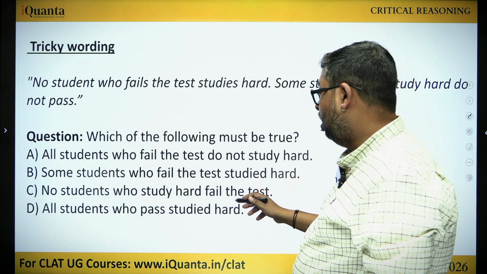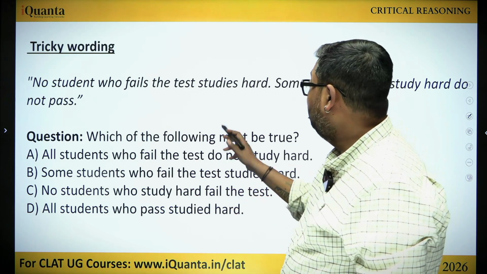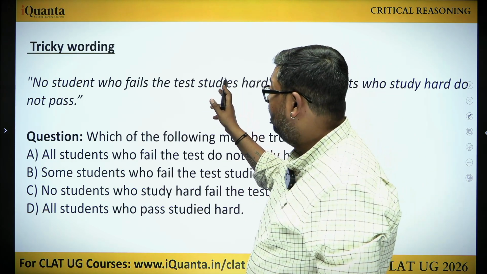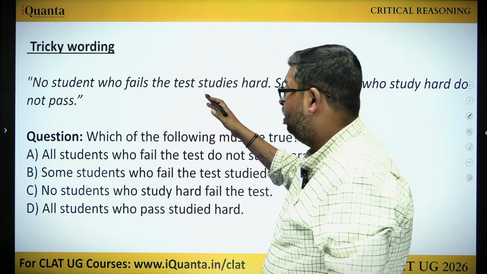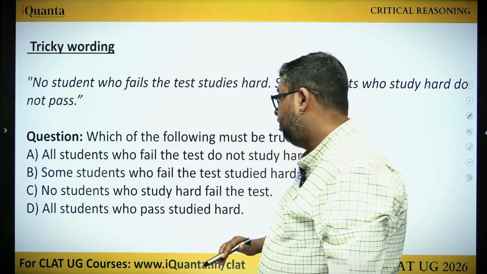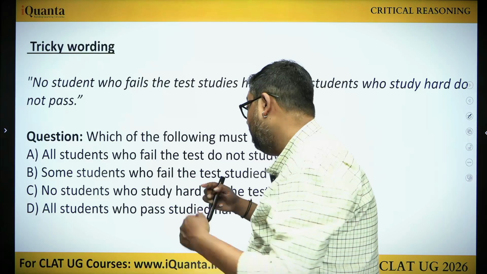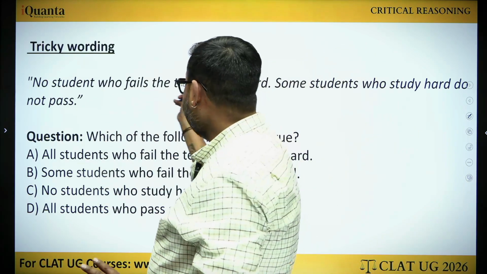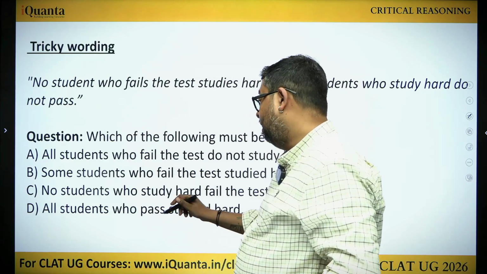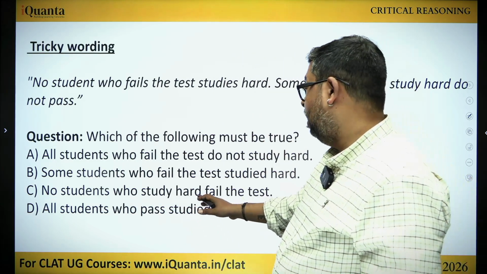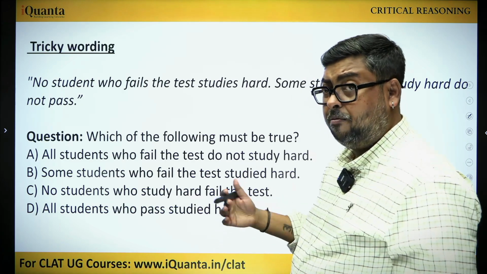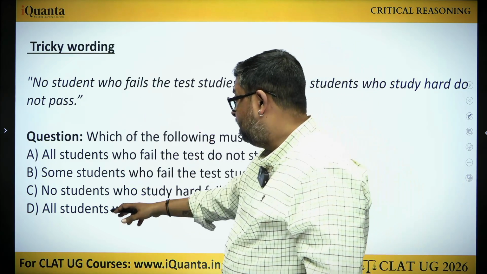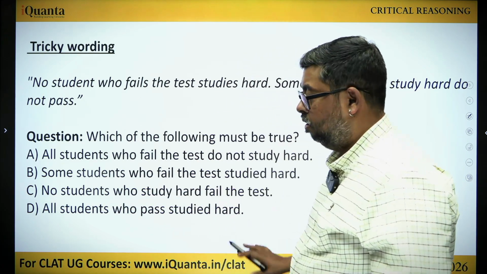The story was about those people who study hard and don't study hard, and those people who fail, right? No students who study hard fail the test. Now this is something that you are deducing on your own, not mentioned out here. It's not said that any student who would study hard will not fail or fail, right? Next, all students who pass studied hard.